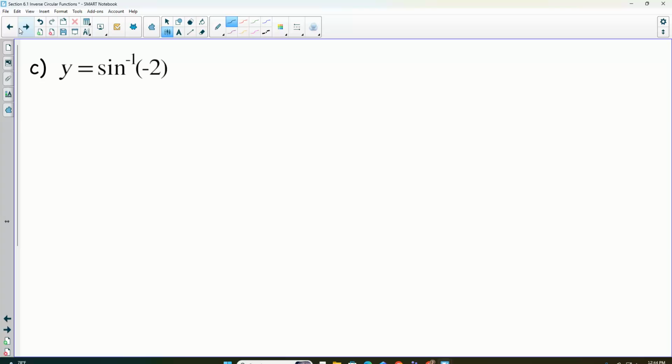Sine inverse of -2. I know sine inverse can only exist in quadrants 1 and 4. If it's negative, it would have to be quadrant 4. But sine can only equal things between -1 and +1. So can sine equal -2? No, so this one's no solution.